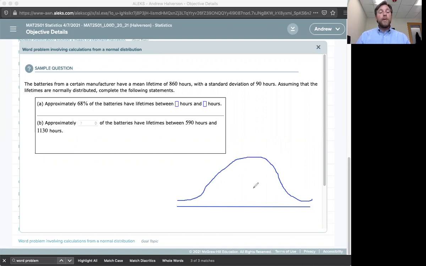Okay, so again, the mean is here at 860. What they want to know is what percent of the data lies between 590 hours and 1130 hours. So 590 is over here, and then 1130 is over here.